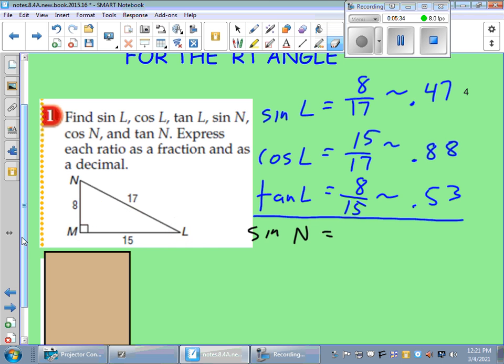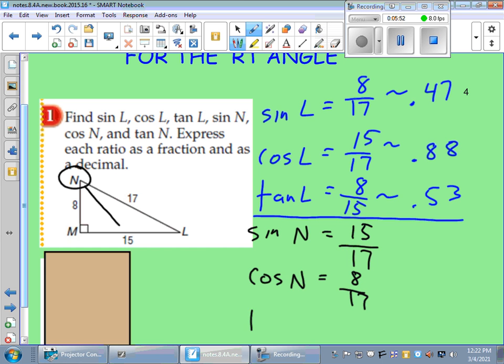Now we want to go to angle N. So here's angle N. With angle N, the sine is the opposite. So what is opposite angle N? It's 15. Hypotenuse is still the same, 17. Cosine of N is adjacent, so that's 8 over 17. Tangent of N is opposite over adjacent, so 15 over 8.